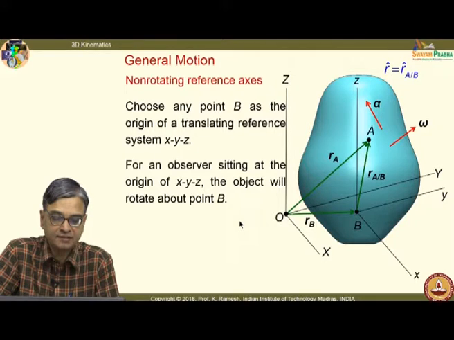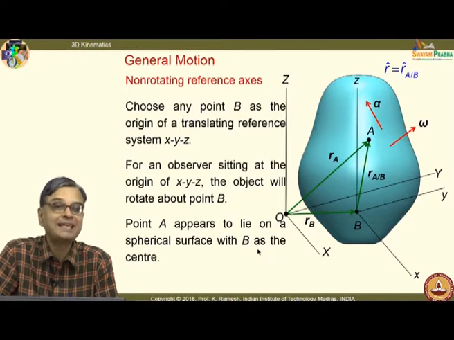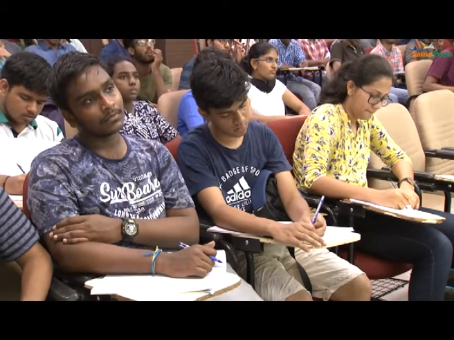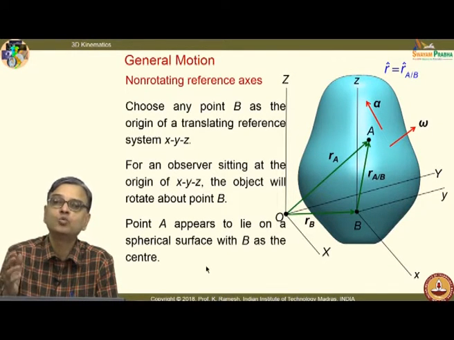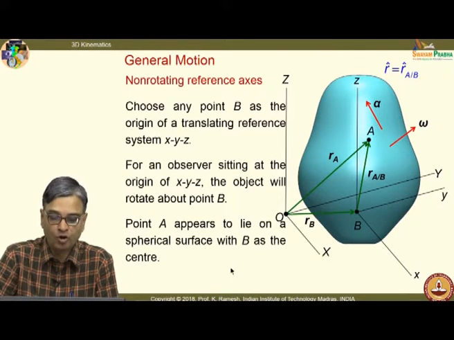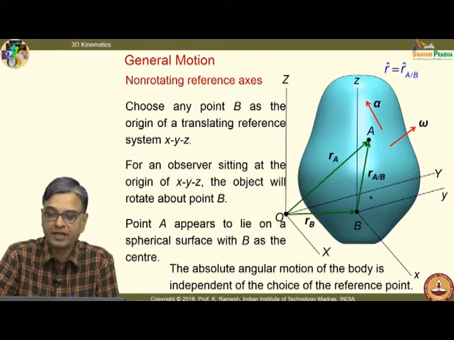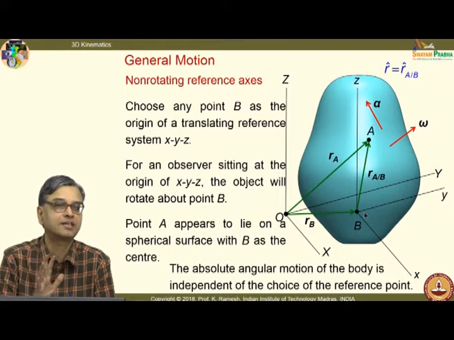So, the main difference is point A appears to lie on a spherical surface with B as the center. That is the only difference between a 2-dimensional analysis and a 3-dimensional analysis. The important concept is, if you sit on a body and translate with it, you would see that it is rotating. And no matter whether I see from point A or point B, I would still perceive the same rotation. There is no change in that.